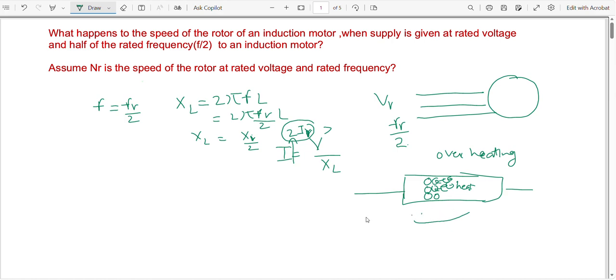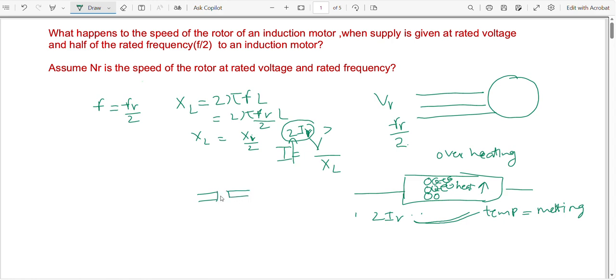At rated current, the generated heat is equal to the dissipated heat. But when the current is 2 times the rated current, the heat produced is greater than the heat dissipated, then the heat in the conductor will increase exponentially. At a certain point, the temperature will rise and reach the melting point of the conductor, and the conductor starts melting. When the conductor starts melting, it will get open circuited.